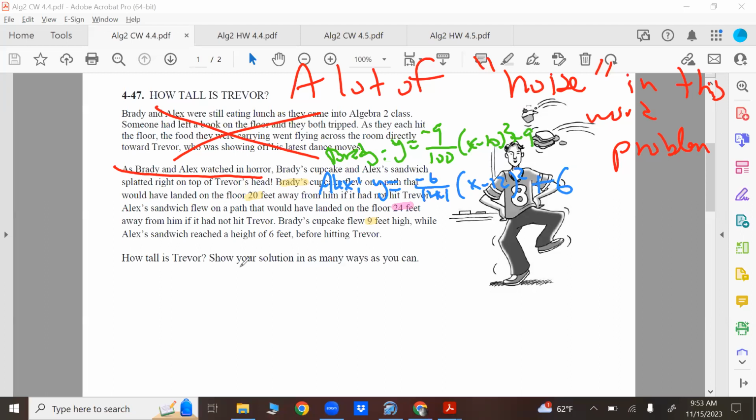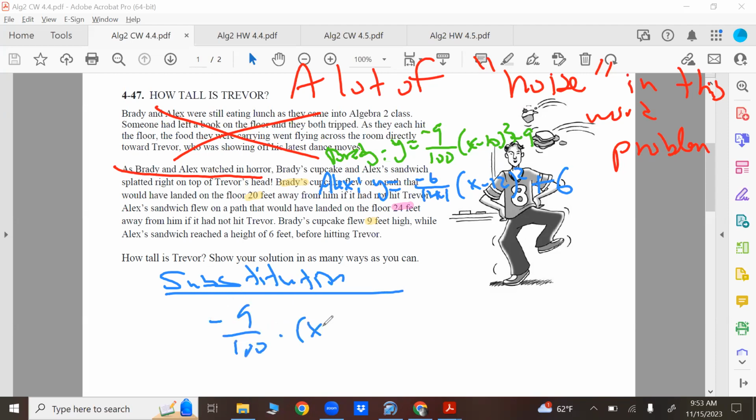No problem. All right, so here's what we're going to do, guys. You're going to set them equal to each other, so you're going to solve by substitution. So here we go. I'm going to have -9/100 times (x minus 10) squared plus 9 equals -6/144 times (x minus 12) squared plus 6.